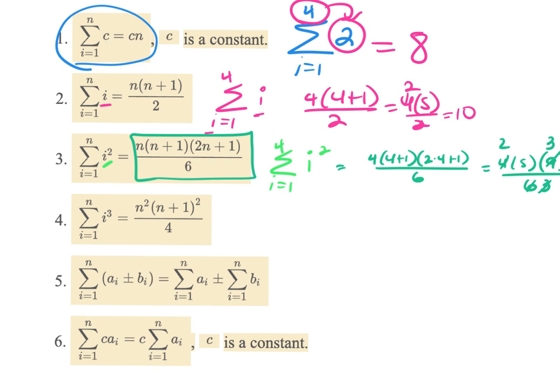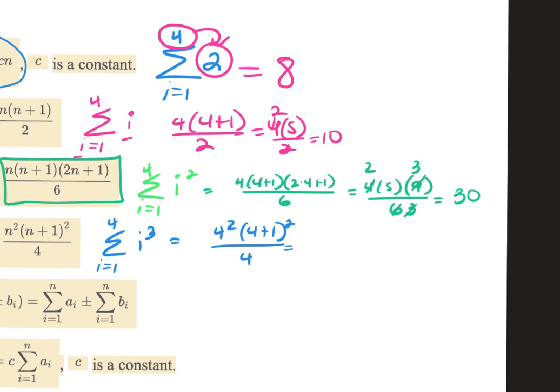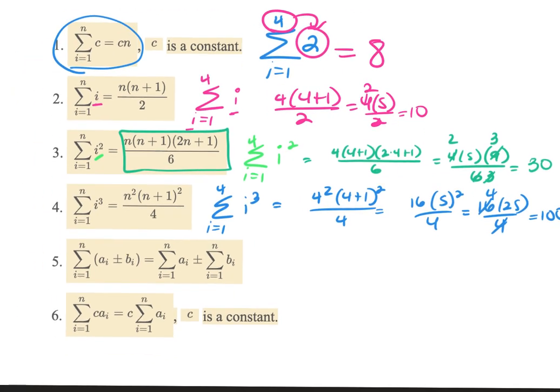All right, now we get to cubed, and I would say cubed is as high as we go. Okay, if it said, same thing, 4 on top, i equals 1, and this said i cubed. It is n squared times n plus 1 squared over 4. So this would be 4 squared times 4 plus 1 squared over 4. And this is 16 times 5 squared over 4. 16 times 25 over 4. 4 goes into 16 4 times, and this is 100. Way faster than doing 1 cubed, 2 cubed, 3 cubed, 4 cubed, and then adding them together. Well, not way faster, but faster.